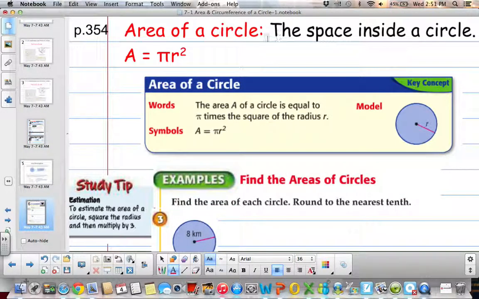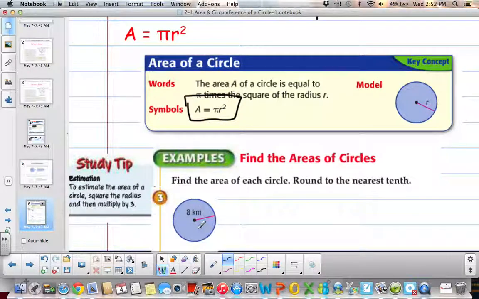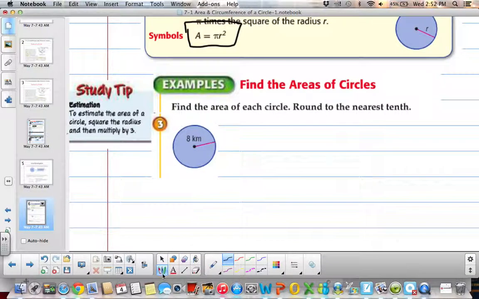So, like we just said, the area of a circle is the space inside a circle. Just like polygons, and like we were talking about with triangles and trapezoids and parallelograms, area is inside, circumference is around. So the formula for area is pi r squared. Okay, so you need to always have the radius. But remember, if you're given the diameter, we can figure out the radius because it's just half of the diameter.